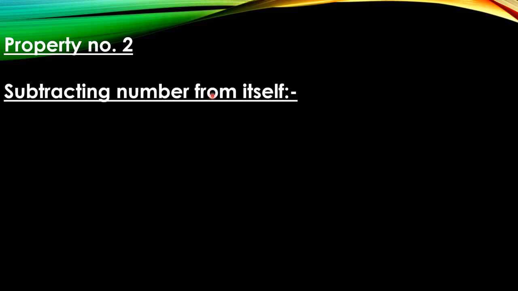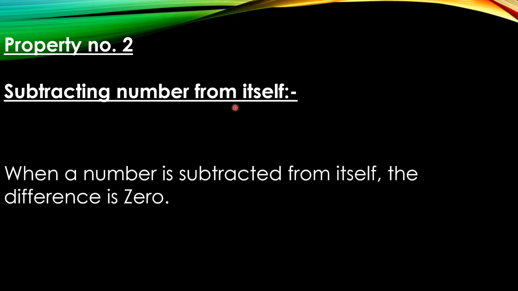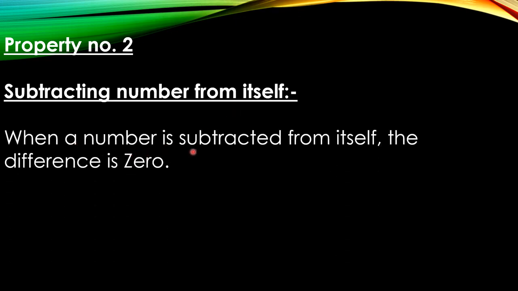Subtracting number from itself. इसका क्या मतलब है बेटा कि हम subtract कर रहे हैं same number को उसी number में से. When a number is subtracting from itself, the difference is 0. What is difference बेटा? जो हमारा result आता है that is the difference. So, when a number is subtracting from itself, the difference is 0. तो हमारा result 0 आता है.